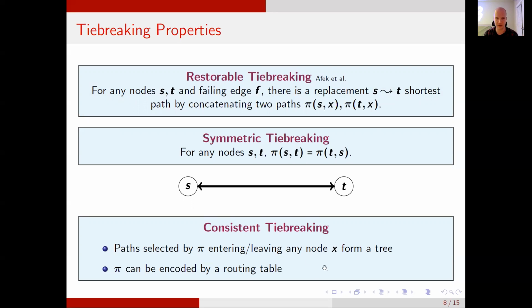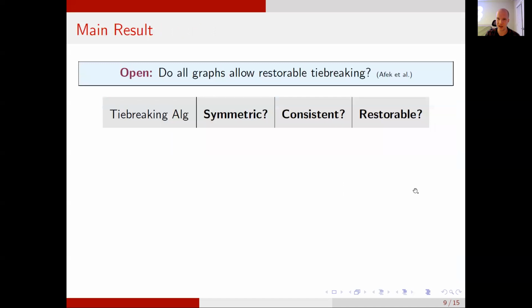So this is an important thing to have, just to enable the basics of these applications that we're discussing. So good, these 3 tiebreaking properties will be the ones that we discuss: restorability, symmetry, and consistency. And let's see what we've got. So this open question by Afek et al. can now be phrased more succinctly as: do all graphs allow restorable shortest path tiebreaking?